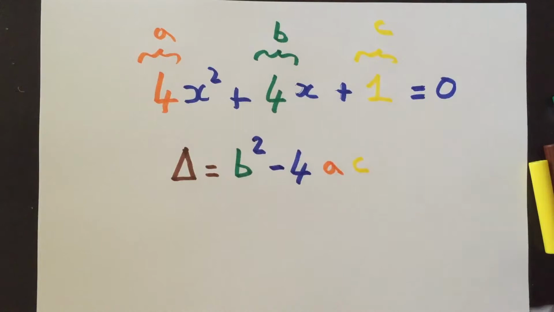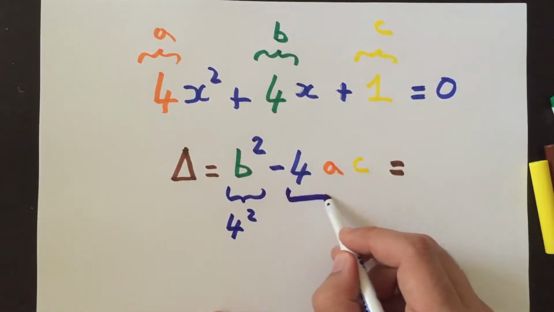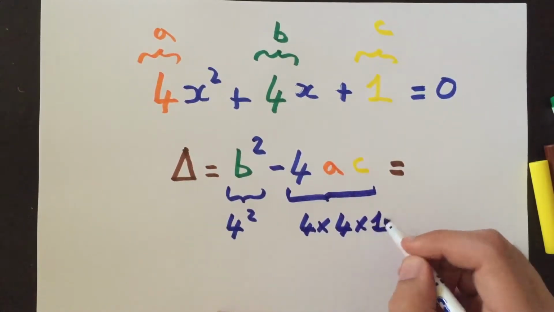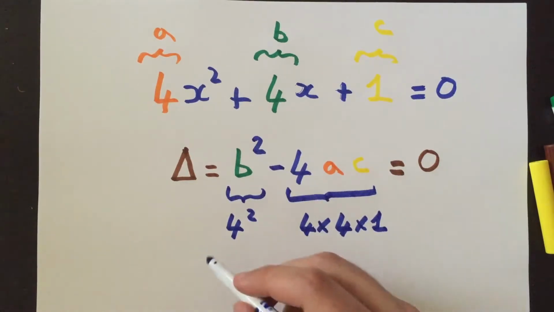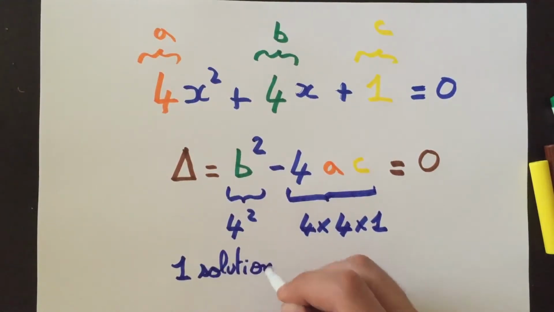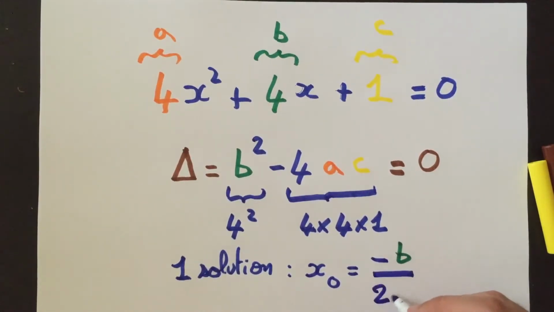And in our case, we end up with, so b squared is obviously 4 squared, and 4 times a times c is 4 times 1, which is 4 squared as well. 4 squared minus 4 squared is 0. And because delta is equal to 0, we have just one solution that we're going to call x0, and x0 is just minus b over 2 times a.